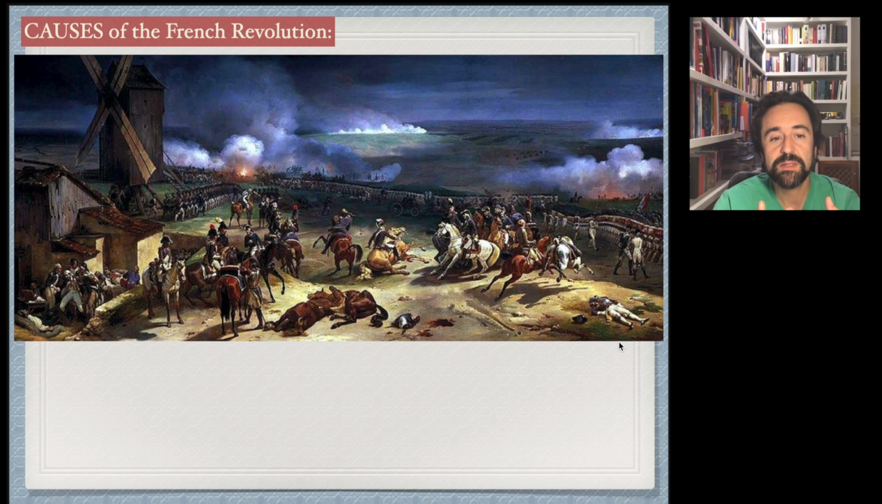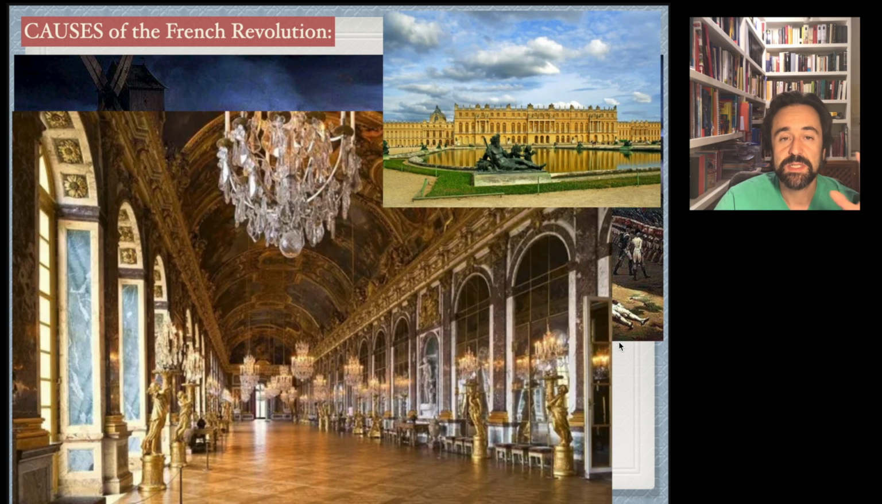They spend a lot of money helping the British colonies fighting against Britain. And before that, during the Seven Years' War, France fought against Britain and lost the war. So France lost territories, lost colonies, and of course lost resources. At the same time, the nobility, especially the king and royal family, are wasting a lot of money.